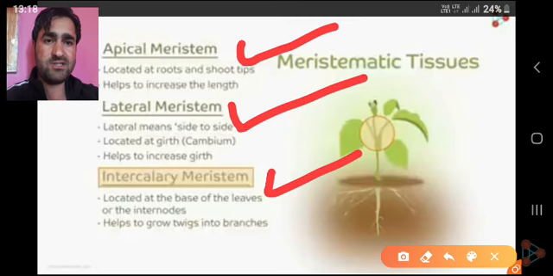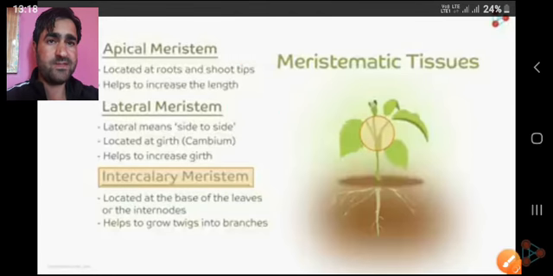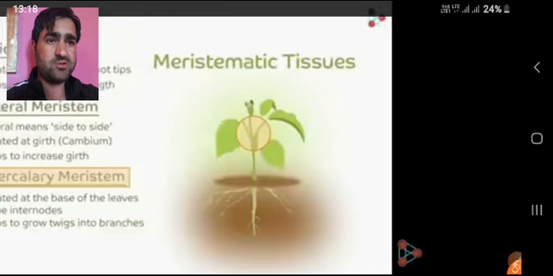And the third one is intercalary meristem. Intercalary meristem is located at the base of leaves or the internodes. It helps to grow twigs into branches. It grows the size of the twigs into branches.